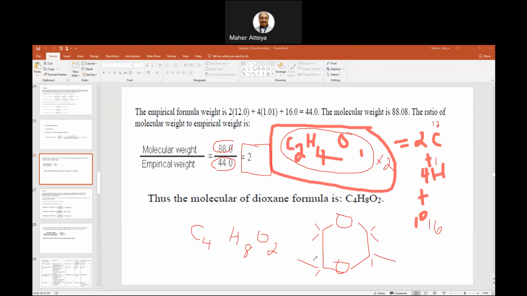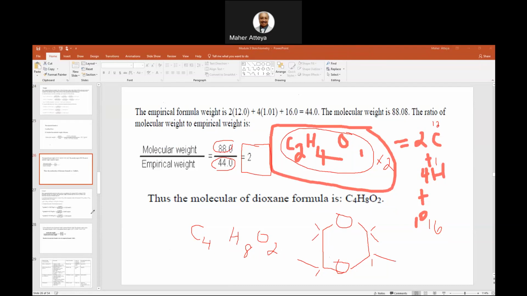Somebody will tell me why this compound is useful in the lab. This is a very good solvent. Since it has 2 oxygens, but is slightly polar, it's a solvent.